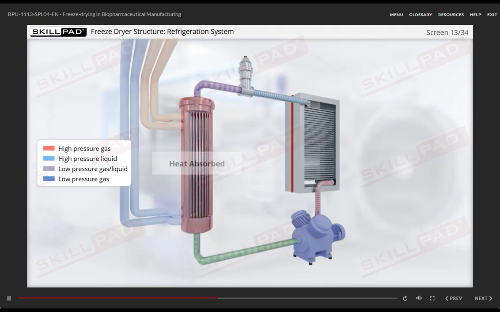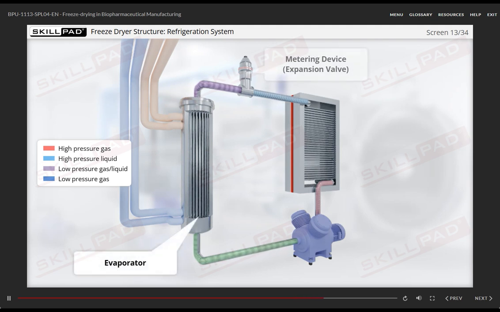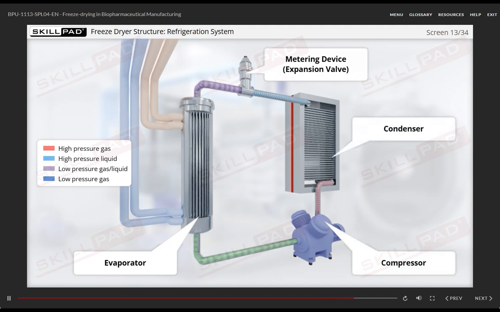A liquid refrigerant will absorb heat when it evaporates, and it is this change in state which produces cooling in a refrigeration process. The main components of a refrigeration system are an evaporator, a metering device, a compressor, and a condenser. The refrigeration system is a closed system, which means the refrigerant can be used over and over again.